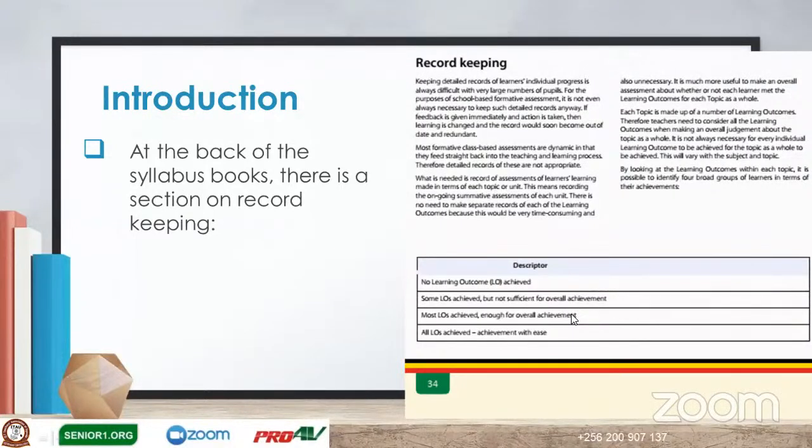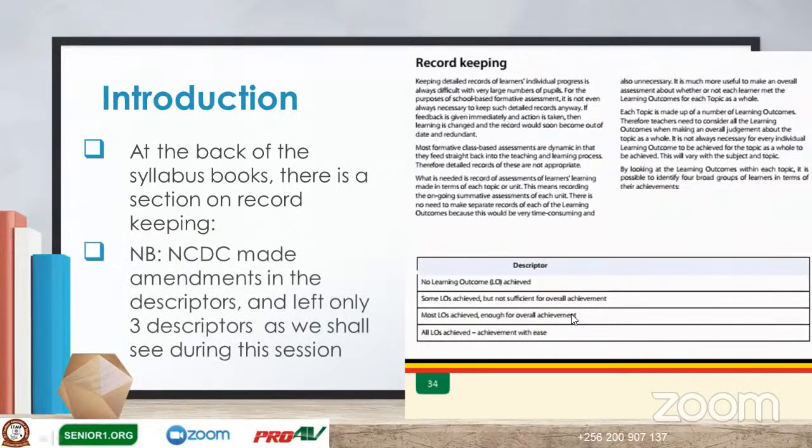Page 34, it can be 34, 35, 36, based on the size of your book, but at least around there. It's called record keeping. Please take time to go through it so that you learn more about it. It shows you the descriptors and learning outcomes: some learning outcomes, all learning outcomes achieved with ease, and what it means, as we're going to see. NB, the NCDC made amendments in the descriptors and left only 3 descriptors, as opposed to the 4 that first came out.